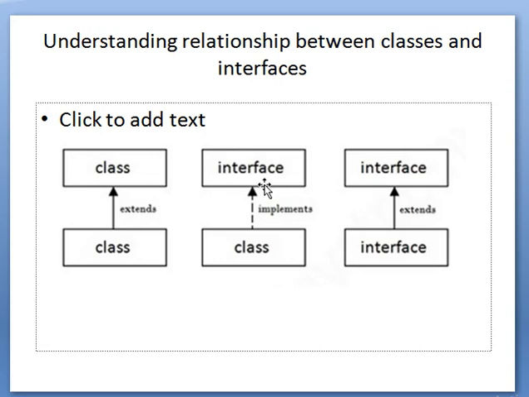In interviews they ask: for implementing an interface, which keyword do we use? We use the implement keyword. For inheriting a class into a child class, which keyword do we use? We use the extend keyword. Now, suppose I have one interface A and another interface B. Interface A has 5 methods, interface B has 5 different methods, but I would like to add the 5 methods of interface A into interface B.